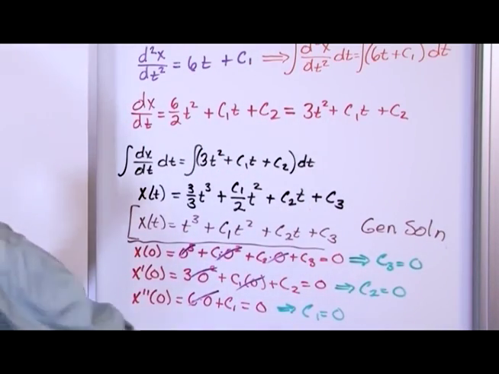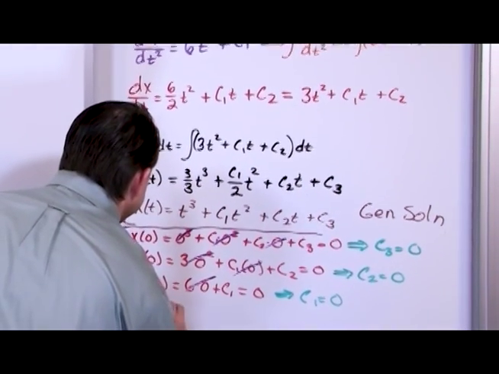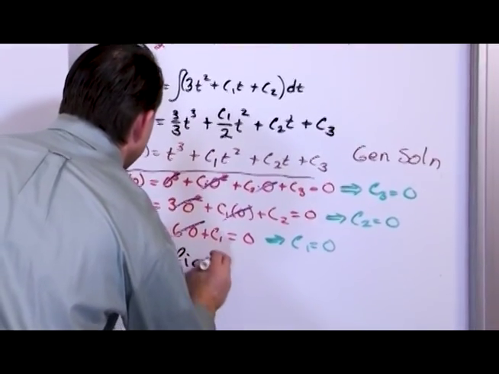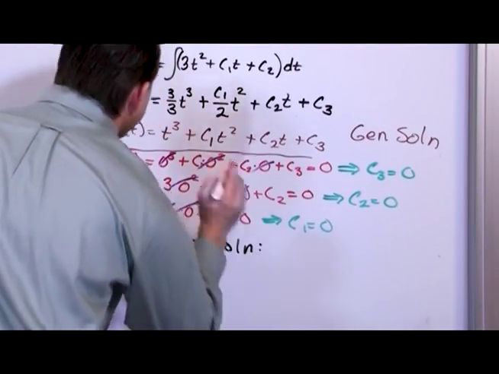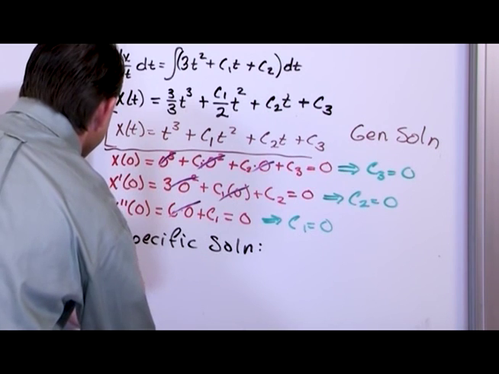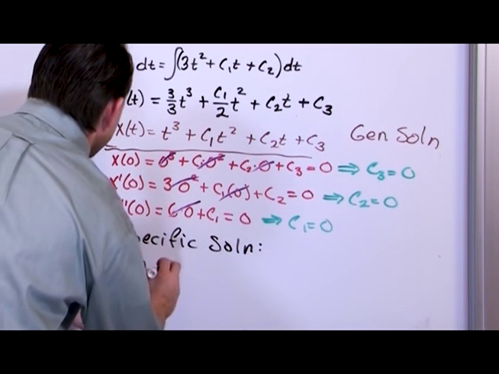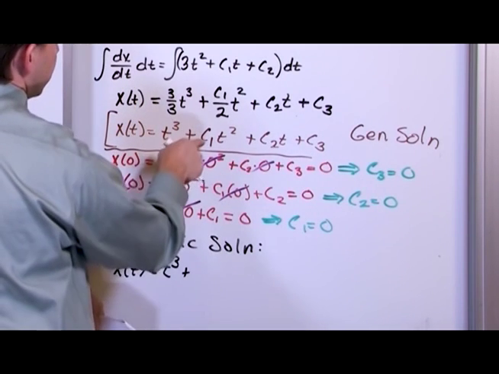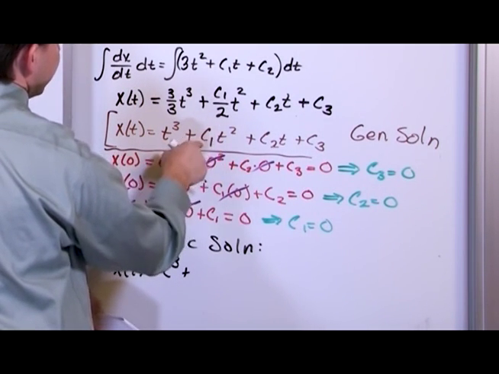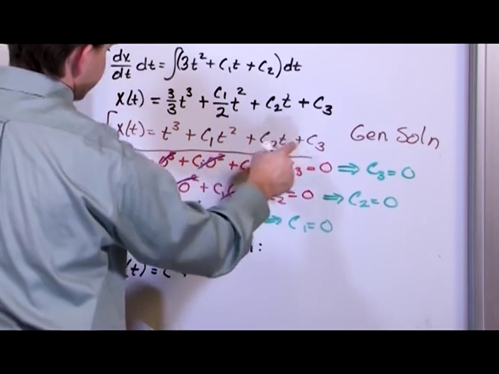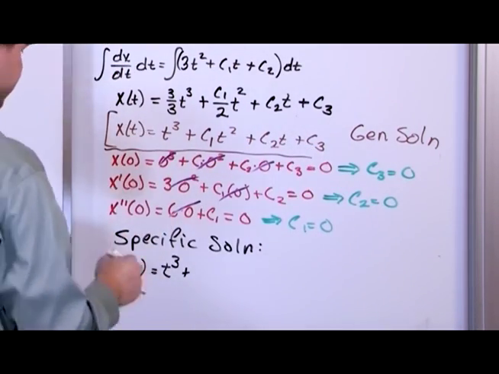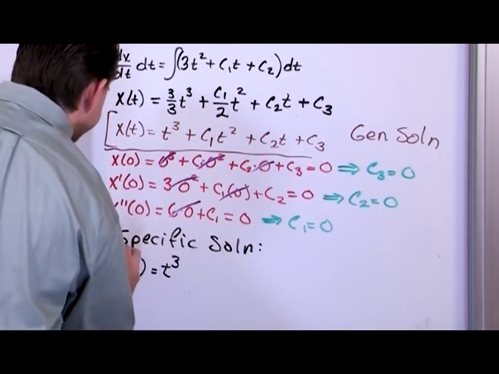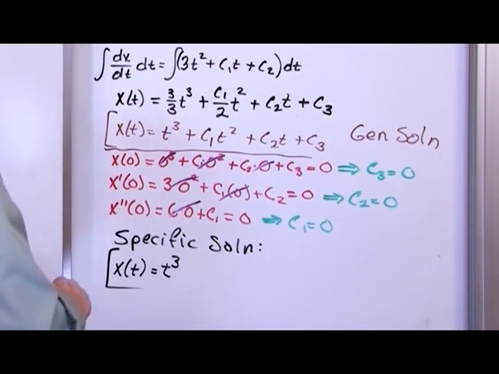And so when we do that, the specific solution to our particular problem with our particular initial conditions is x as a function of time, t cubed from right here, plus, well, we have c1 times this, that's 0, c2 is 0, c3 is 0, so really there's nothing else there. So that is the specific solution.